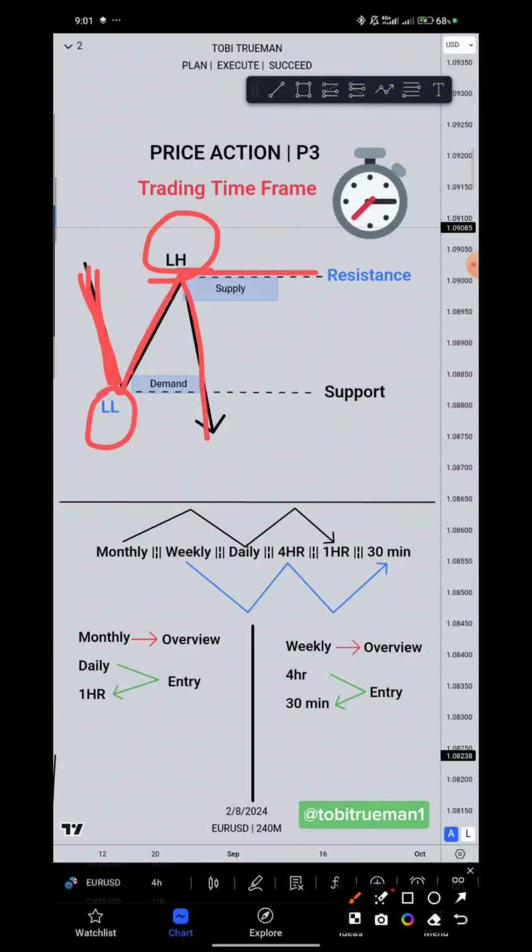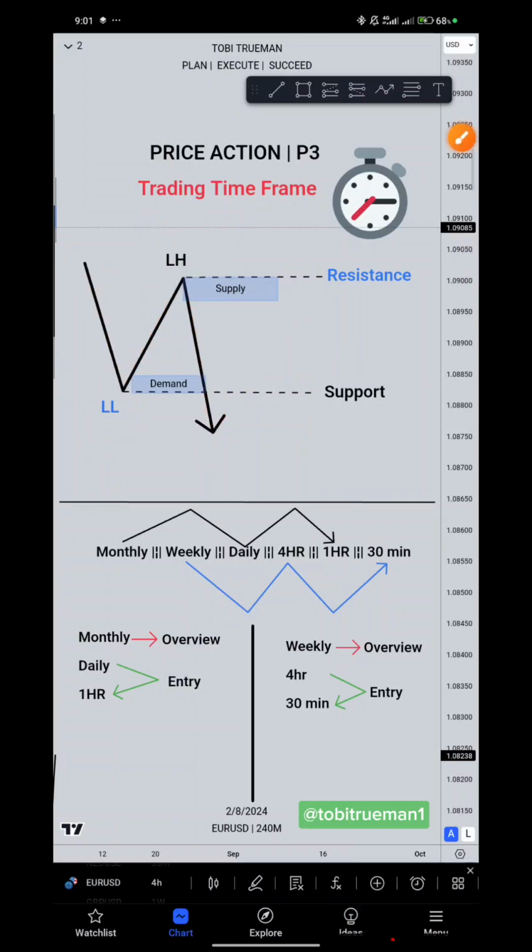Resistance, because there's a possibility that price can come into this resistance and continue to sell. Although that's not our strategy, this is just a theoretical understanding of it. So this is the resistance, the top there, while this bottom, the lower low point, is the support. Okay, that is the support line.